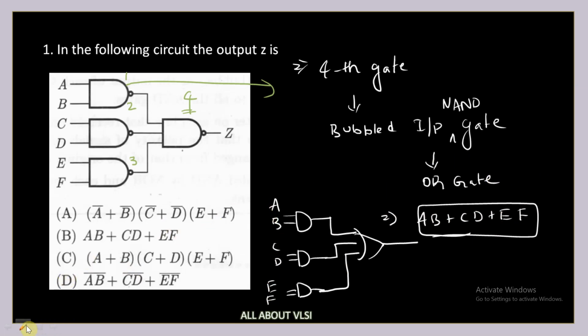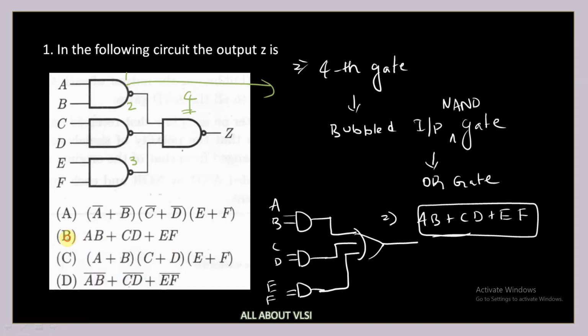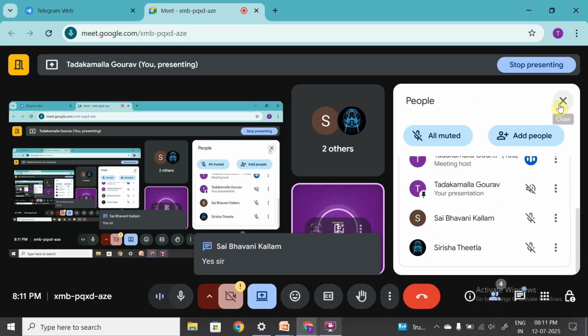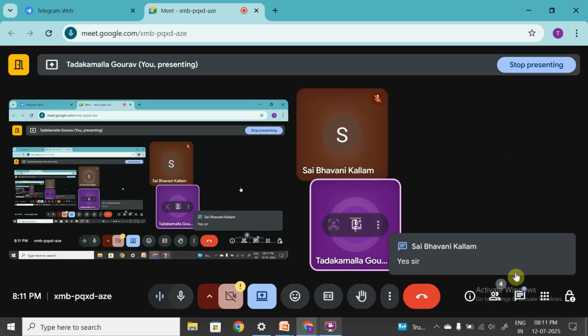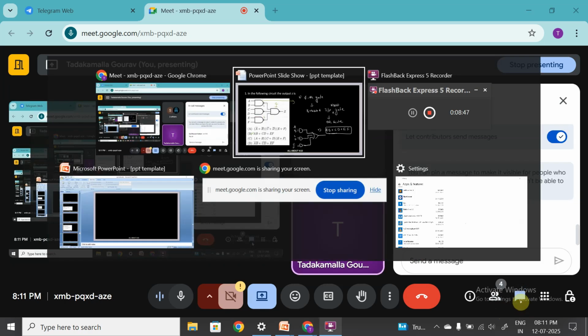Is this clear for everyone how to solve this particular question? Anyone having any doubt in this one? Is the approach clear for everyone? Yes or no? Please let me know in the chat box. Okay, so this is how we are going to solve this particular question. Now let us see one more question.